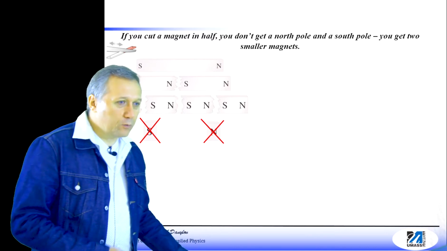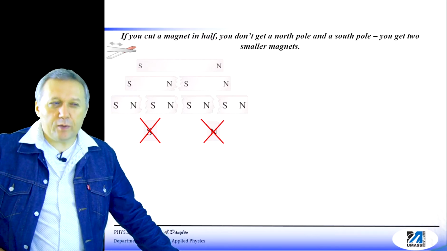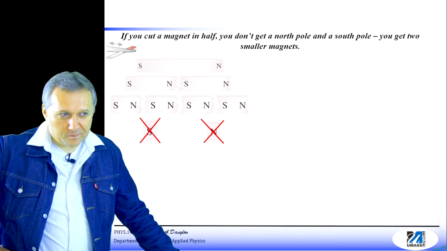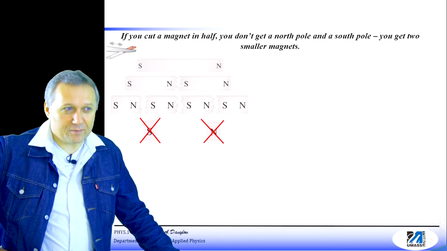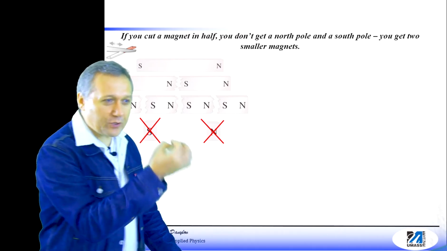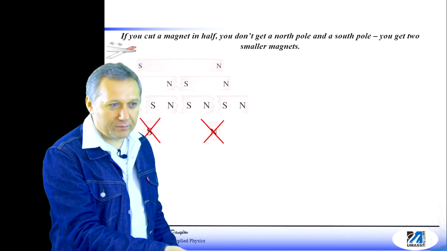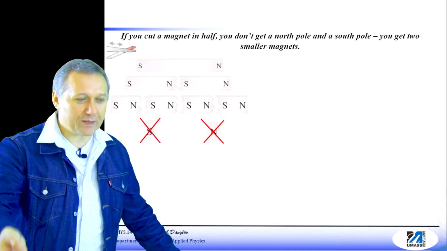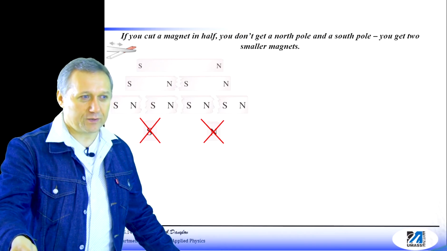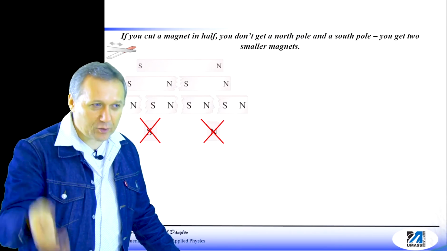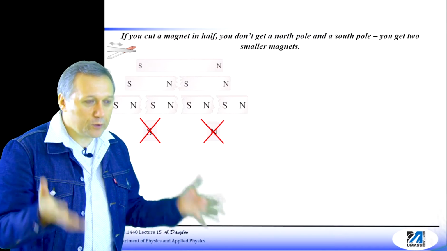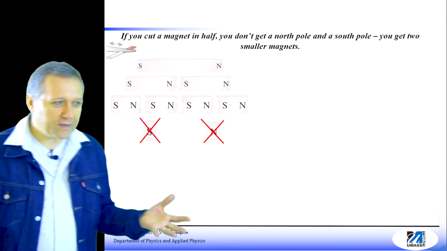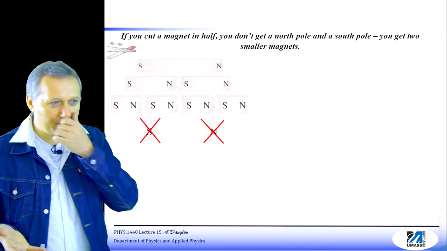Let me ask you, what about electric monopoles? Did we have electric monopoles in the world of electricity? Yes, we did. What is basically a positive point charge? It's a positive electric monopole. What is, for example, an electron? A negative point charge. It's a negative electric monopole. So you see, we do have electric monopoles, but we don't have magnetic monopoles. So unfair, right? I don't know why.